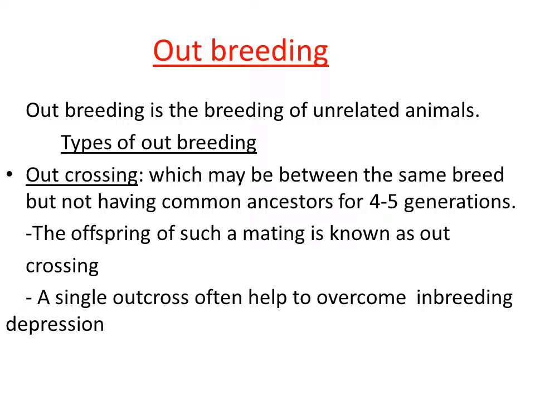Because of this, outcrossing helps to overcome inbreeding depression. At least some variation can be seen in the offspring, and this will be helpful for overcoming inbreeding depression. Clear? So this is the advantage of outcrossing.